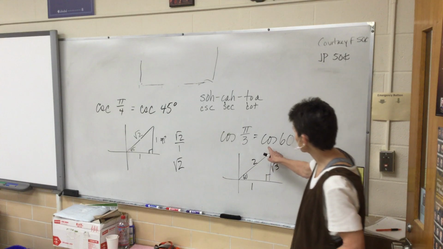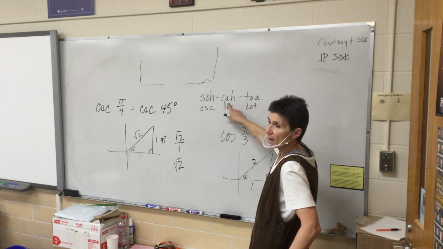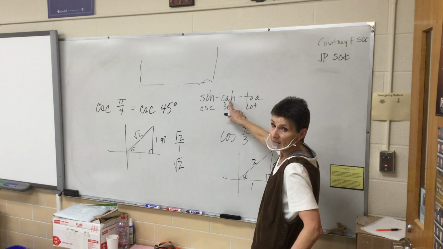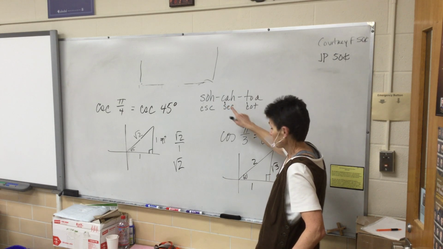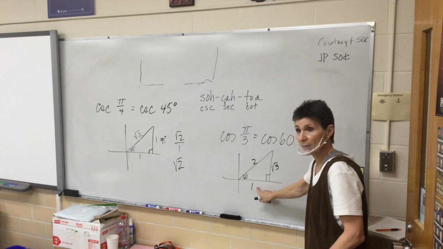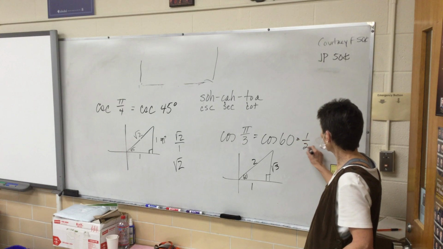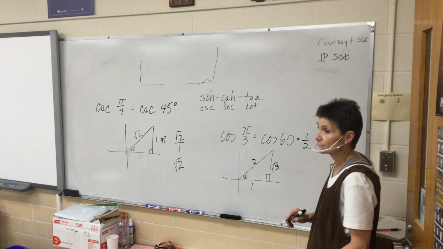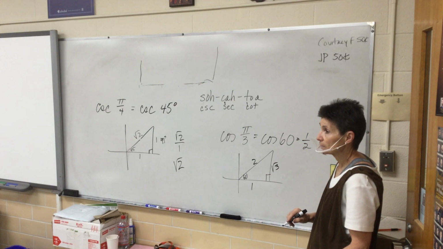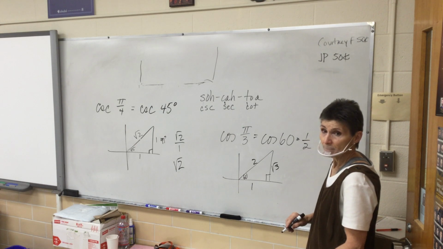Now I need cosine. Well, cosine's an easy one. It's up here. So cosine is adjacent over hypotenuse. So looking at the picture, here's the adjacent, right? 1 over 2. So the answer is 1 over 2. Yep, 1 over 2. Everybody in agreement with that?